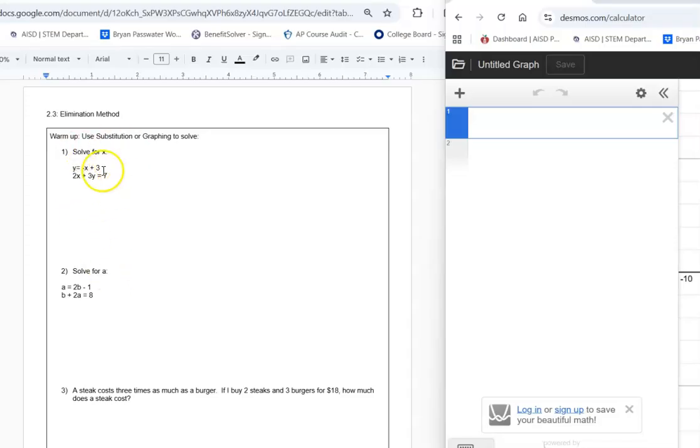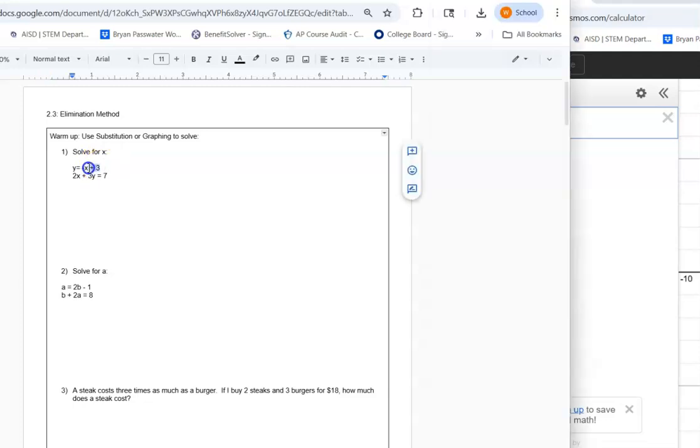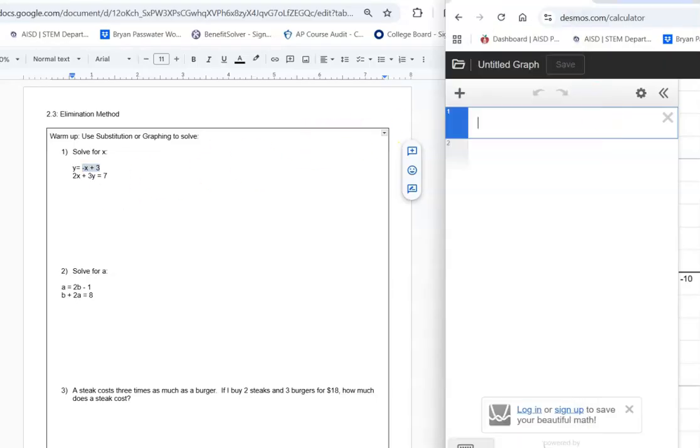So I'm going to do the first one. It says y is negative x plus 3 and 2x plus 3y is 7. What this means is that the y in this second equation gets replaced with what y equals, and that is negative x plus 3. So the next step would be 2x plus 3, not times 3y now, it's times negative x plus 3, equals 7.